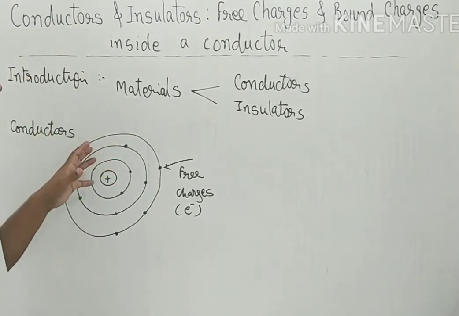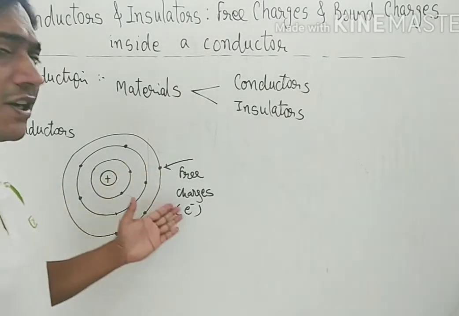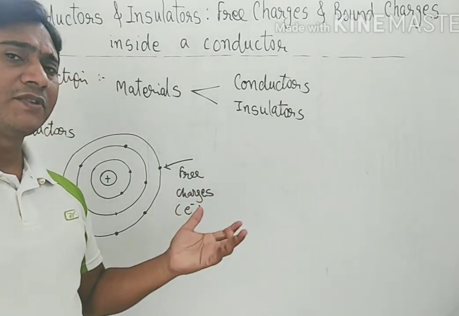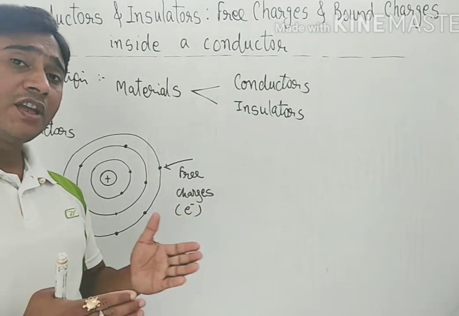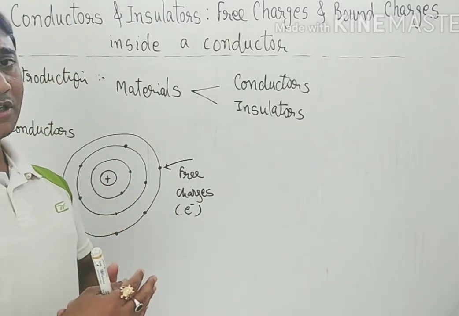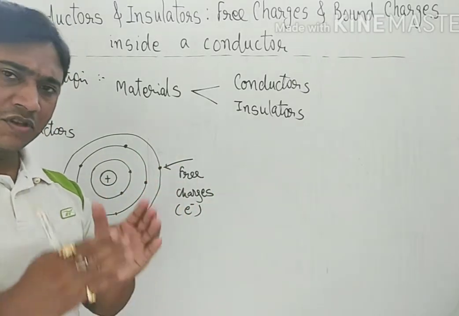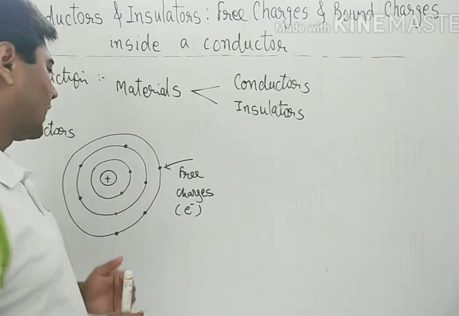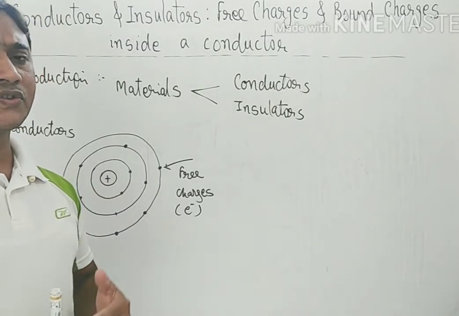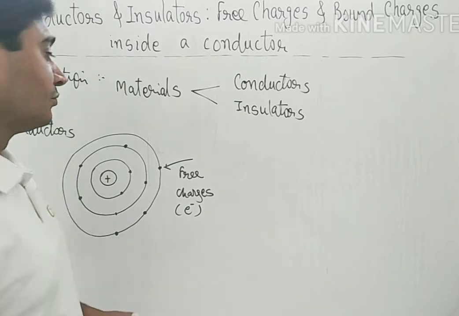What happens when we apply an external field? In the presence of an external field, these free electrons, which were roaming randomly inside the metal, will drift opposite in direction to the applied electric field. The electric field makes them move in a certain fixed direction, and hence these unidirectionally moving electrons constitute the flow of current along the direction of the applied electric field.